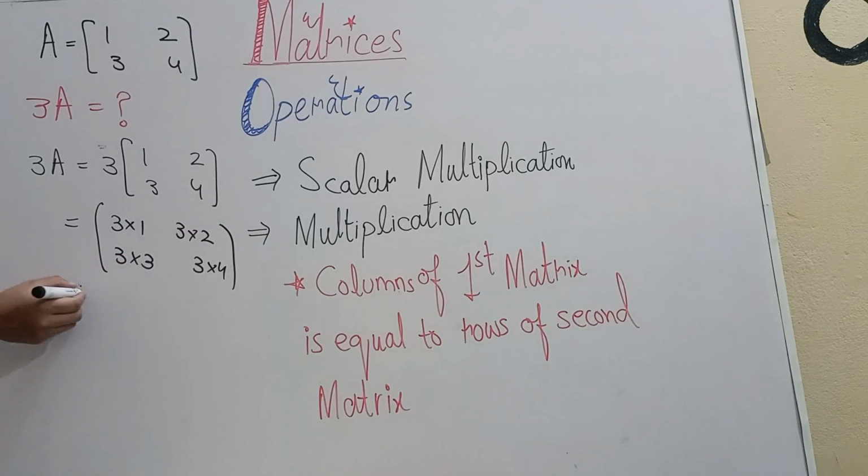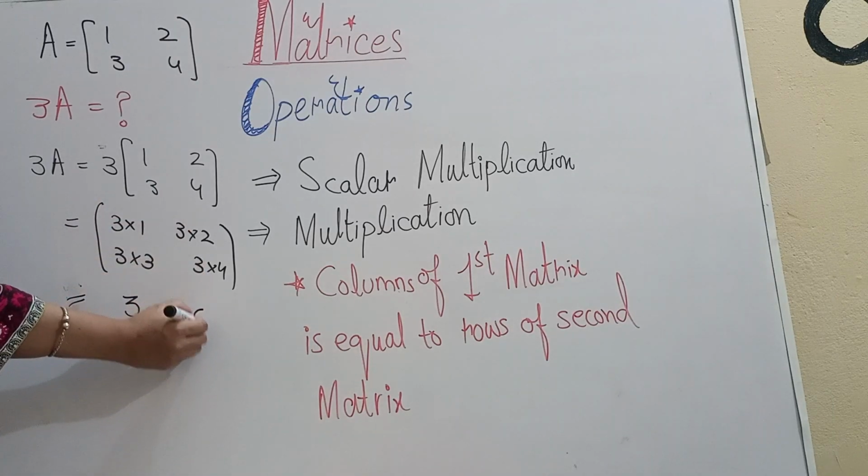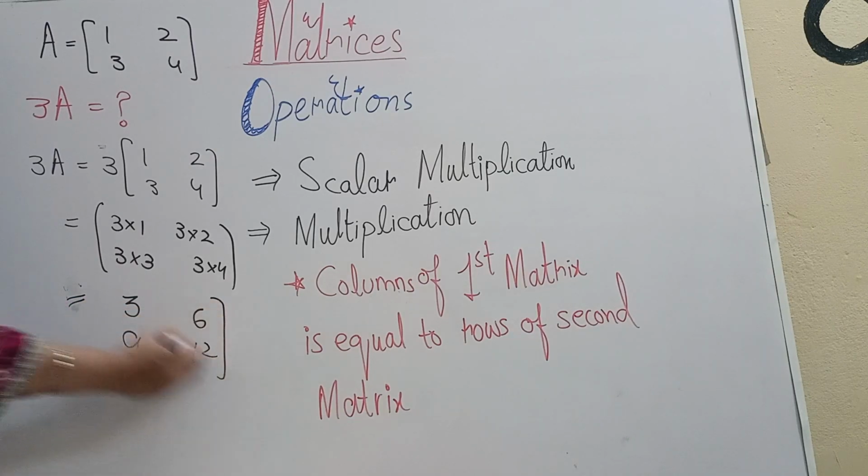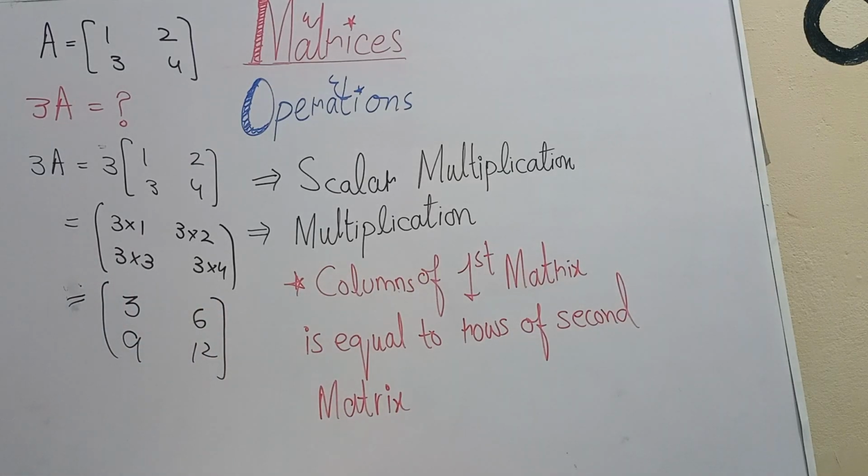And in the next step we are going to solve it. So 3 multiplied by 1, 3 ones are 3, 3 twos are 6, 3 threes are 9, 3 fours are 12. So this is known as scalar multiplication, when you have to multiply the matrix with a single number or a constant. Let's move toward the multiplication.